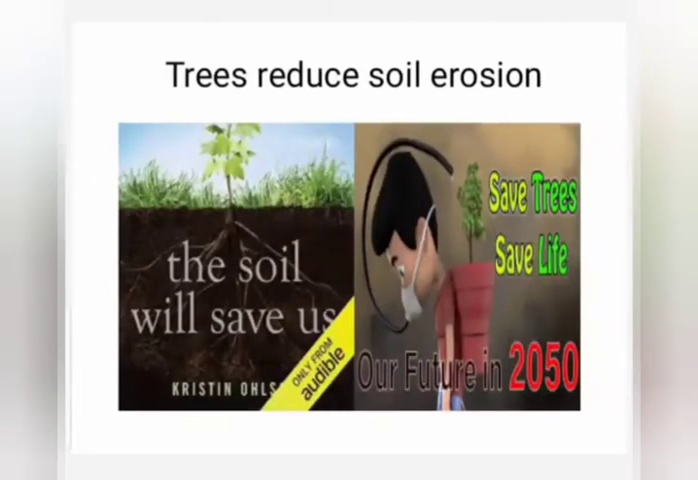In the absence of plants, soil becomes loose. Reduce soil erosion by growing plants. Trees reduce soil erosion. Save the soil by growing plants. The soil will save us.